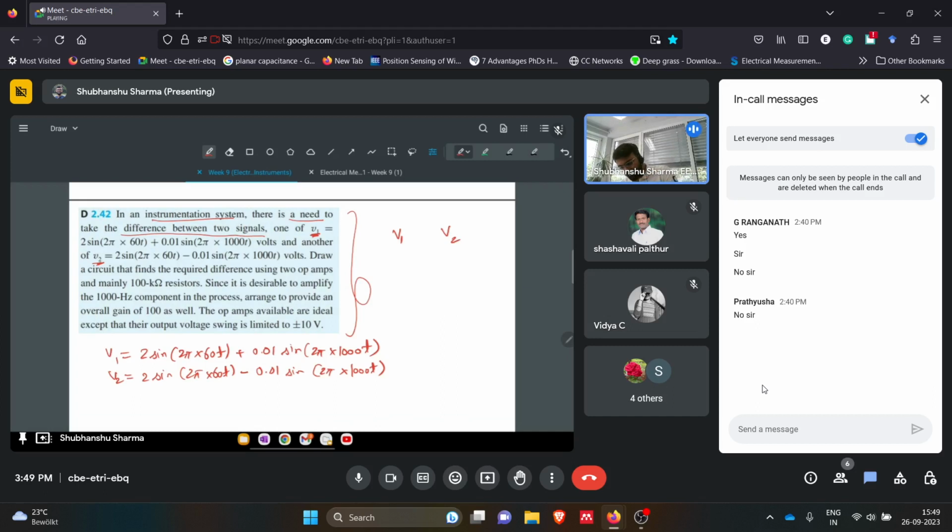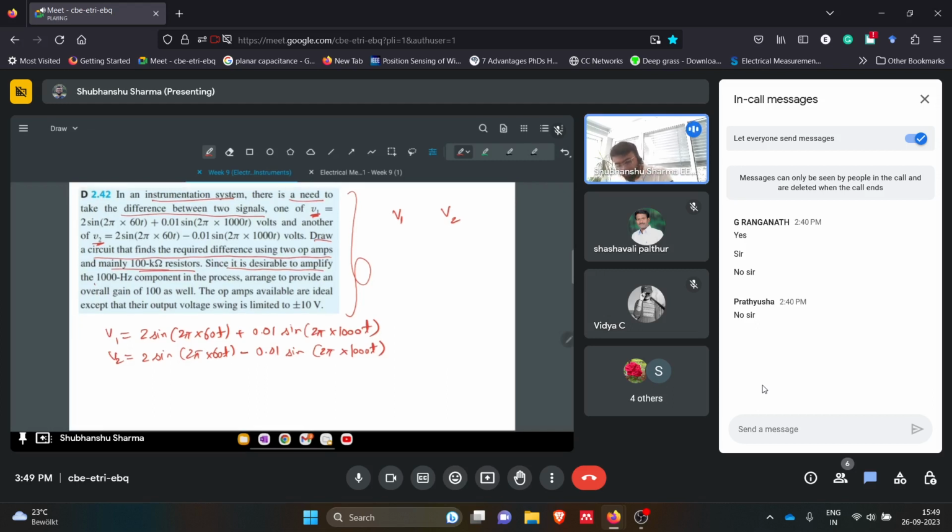And they are saying we need the difference of these two signals. We'll see why we need that. It's written in the question: draw a circuit that finds the required difference using two op amps. There is a constraint, like the engineer only has 100 kilo ohm resistors. And since it is desirable to amplify the 1000 hertz component in the process, first of all, see how many frequency components are there in these signals.